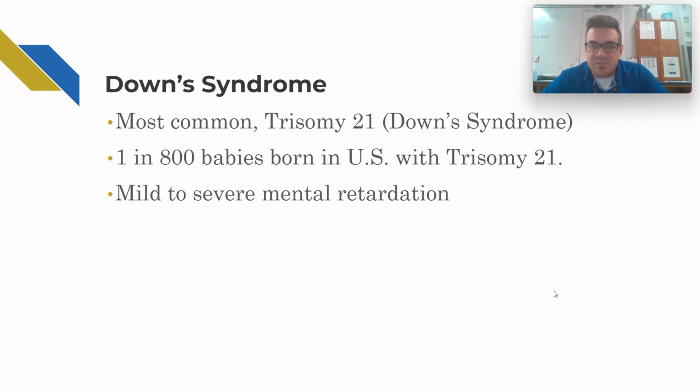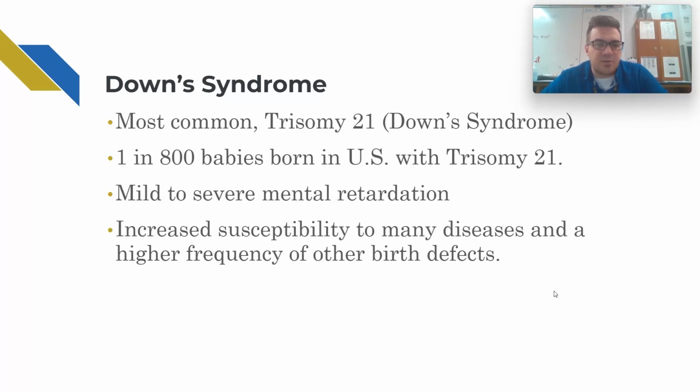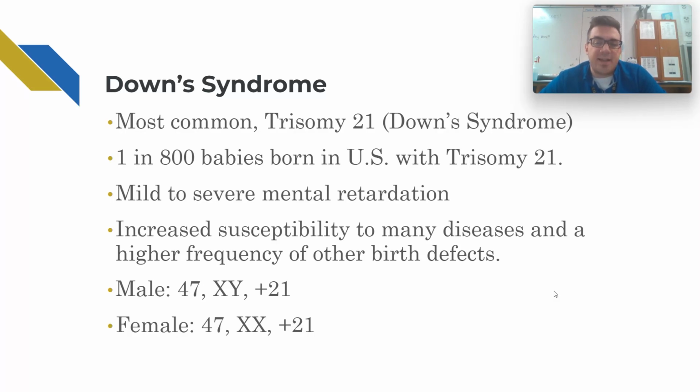Conditions, symptoms, and complications include mild to severe mental retardation, increased susceptibility to many diseases, and a higher frequency of other birth defects. And we would label their karyotype as 47, either XY or XX, depending on the sex chromosomes, of course, and then a plus 21. So this is how we label karyotypes that are abnormal. Anytime we're looking at a karyotype, the actual chromosomes that somebody has, we're going to give it a label with their chromosome number, what are their sex chromosomes, and then are there any abnormalities.